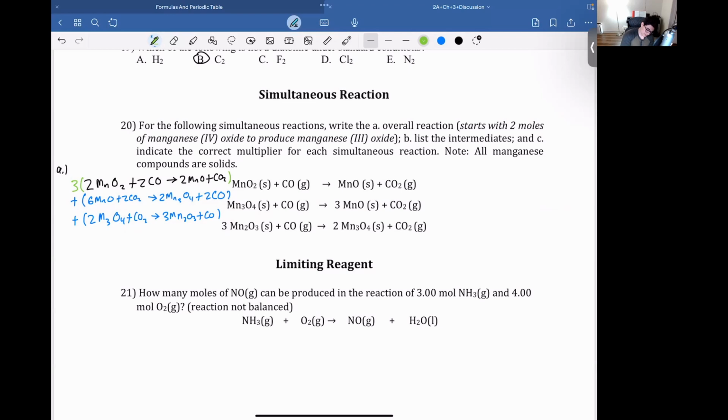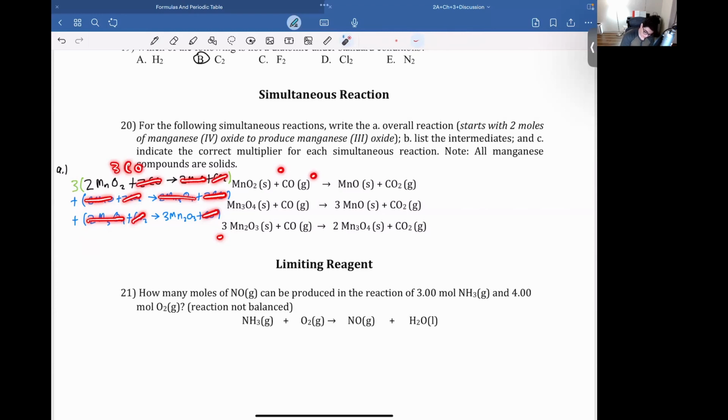So this ends up being 6 if you multiply it by 3. So now let's go ahead and start canceling things. So 2Mn3O4 cancels out. These MnOs cancel out because they're 6 once you multiply it out. Then there's 2 COs, except there's 4 more on the top, remember, because I didn't multiply it out. So now there's 3 COs on the left. And then for CO2s, there's 3 on top and there's 3 there. So there's no more CO2s.